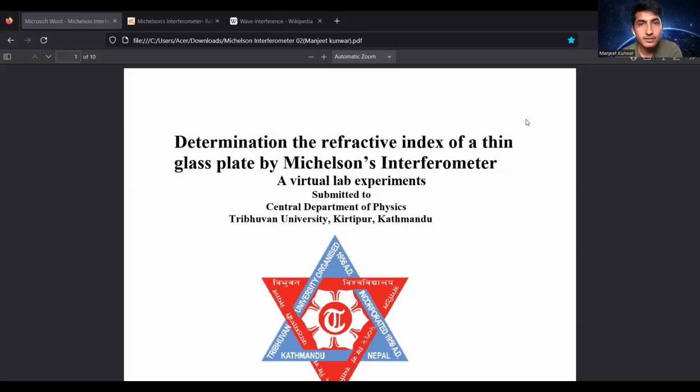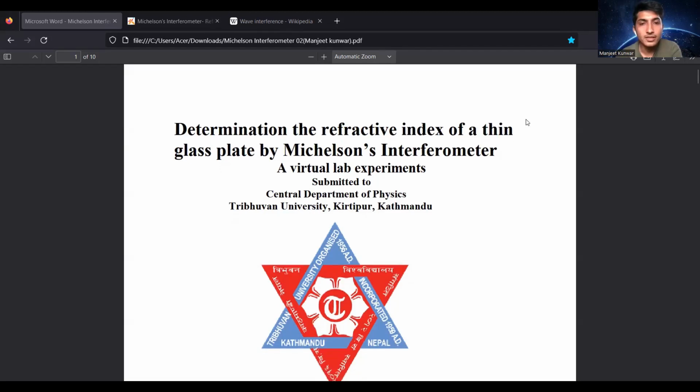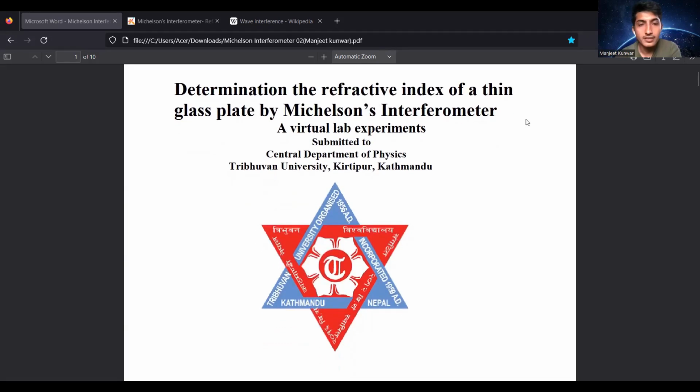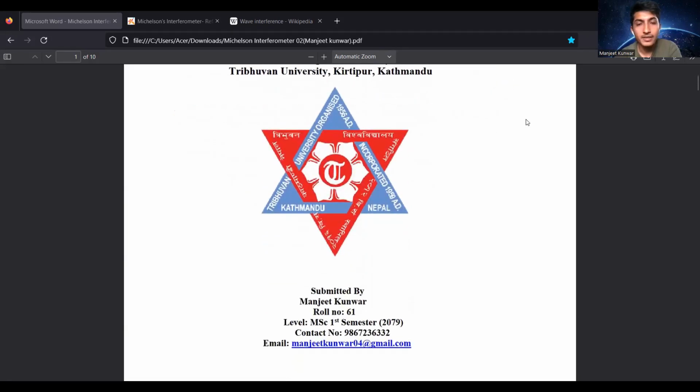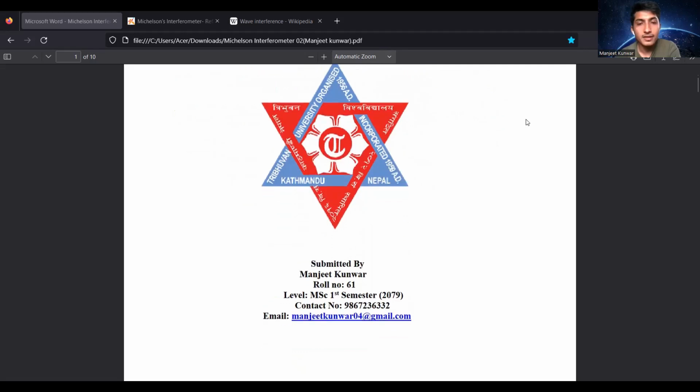Today I am going to demonstrate a virtual lab assigned by the UHD of the Central Department of Physics, and I have chosen the topic Michelson Interferometer. My topic is determination of refractive index of a thin glass plate by Michelson Interferometer, submitted to the Central Department of Physics, Tribhuvan University, Kirtipur, Kathmandu, and submitted by me, Manjit Kumar, roll number 61, batch of 2079. Contact number and email address are provided here.